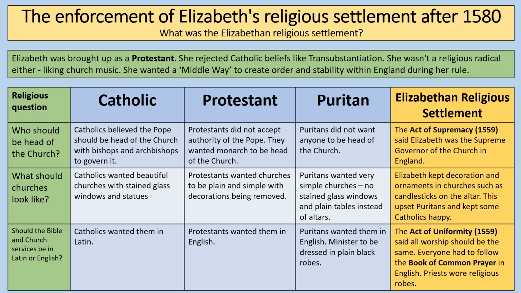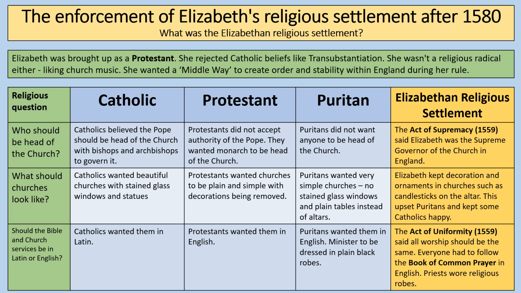Now, in terms of who should be head of the church, Catholics believed the Pope should be head of the church. Protestants did not accept the authority of the Pope. They wanted the monarch to be head of the church, and Puritans didn't want anyone to be head of the church. So in the Elizabethan religious settlement, Elizabeth was declared to be the supreme governor of the church in England, and not using the title of head of the Church of England was a compromise to the Catholics.